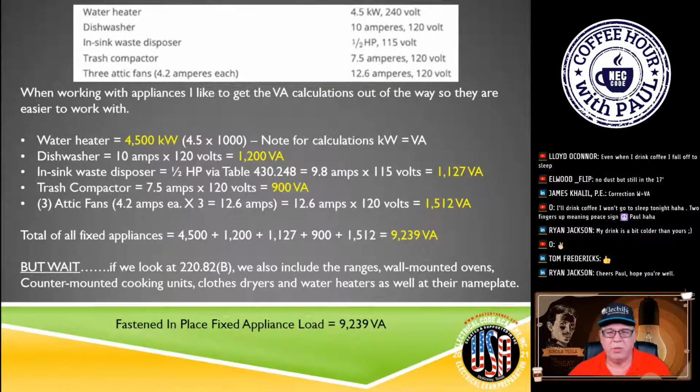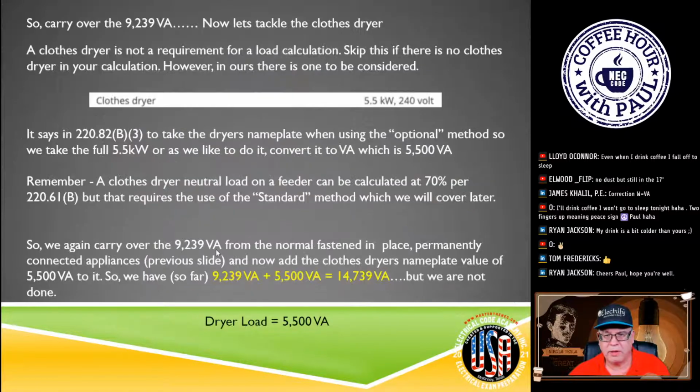All right, so here we are, and let's go on and get to the next screen, and let's start working on, oops, hit the wrong button, folks. Sorry about that. And let's start working on these other things. So we're going to carry over that 9,239. I believe that was right. Yes. And we're going to carry that over because now we're going to add the other items.